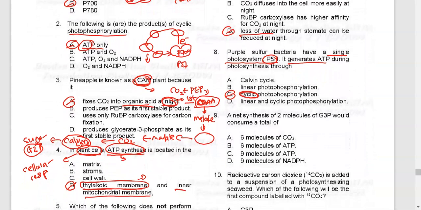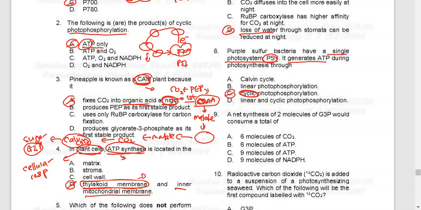So question number 9. A net synthesis of 2 molecules of G3P would consume a total of 6 molecules of carbon dioxide. G3P is the product formed during the Calvin cycle. G3P is a 3-carbon sugar. The purpose of the Calvin cycle is to produce G3P. From the G3P molecule, it can synthesize glucose, which is a 6-carbon sugar.